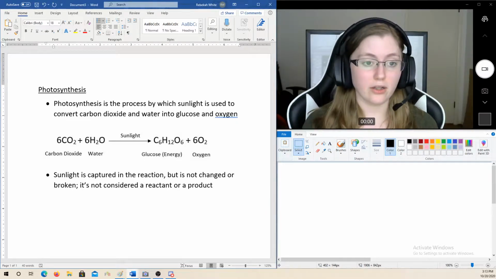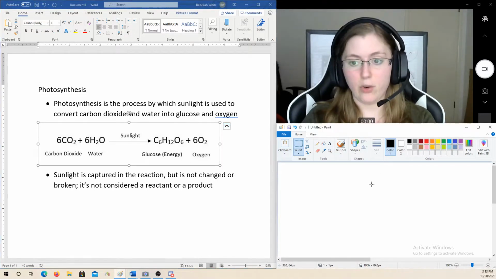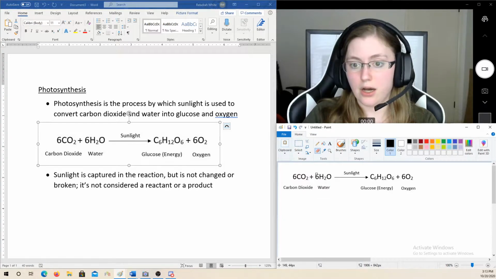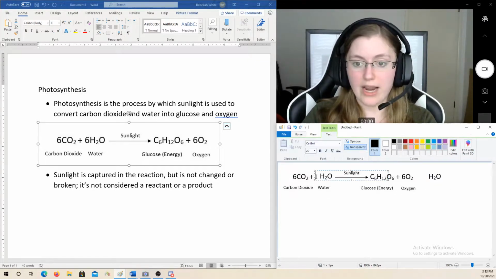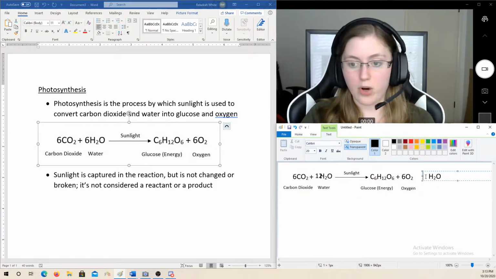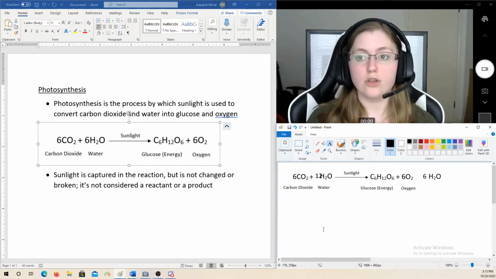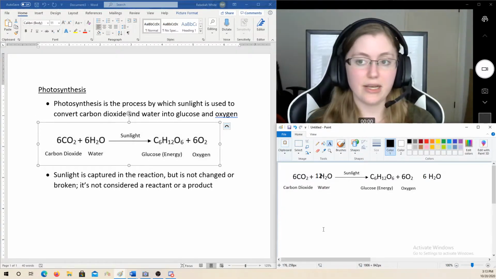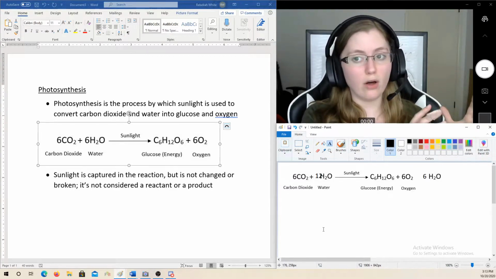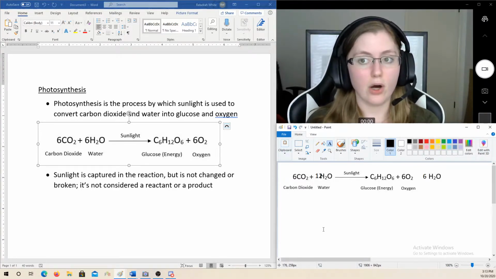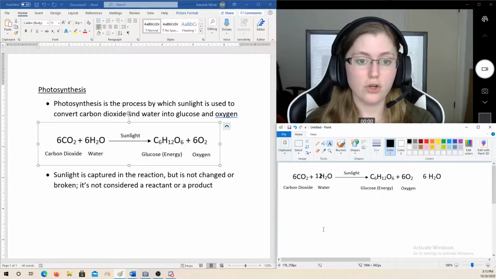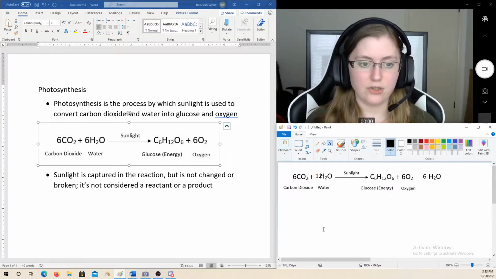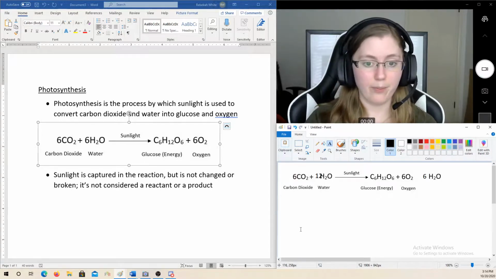So in your McGraw-Hill equation, you're going to see this same equation, but with water on both sides. On the reactant side, you're going to see a 12, and on the product side, you're going to see a 6. So what the equation in McGraw-Hill is saying is that we're using 12 molecules of water and we're producing 6 molecules of water. So there's more water being used in the reaction than being produced. So why would we end up seeing some reactions where we only have the water on the reactant side?